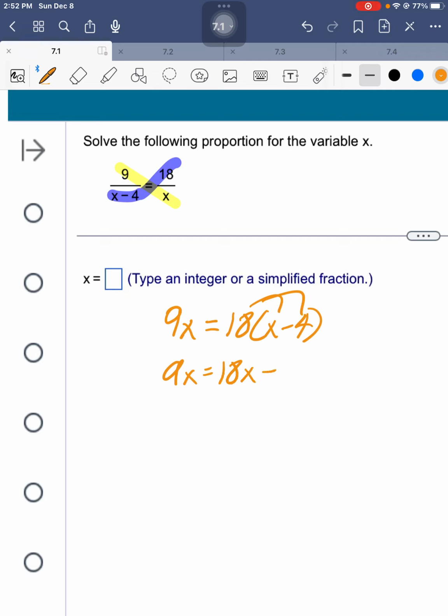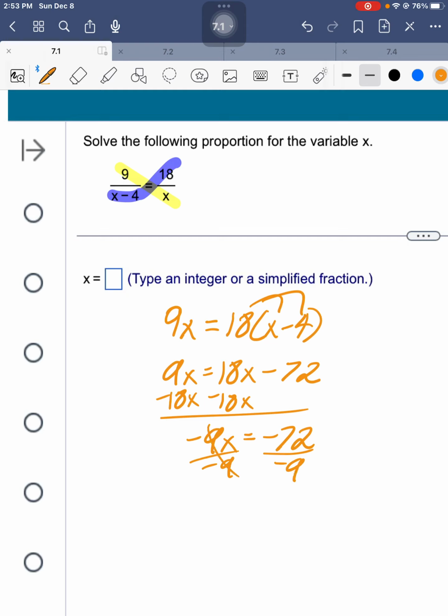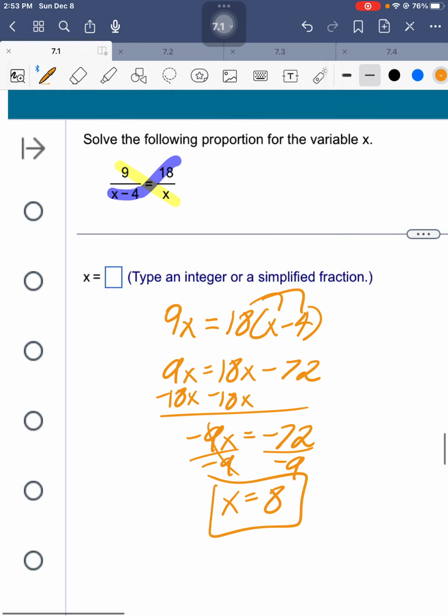So we're gonna distribute. So 9x equals 18x minus, what's 4 times 18? 72. Gonna subtract this 18x over there. Negative 9x equals negative 72. Divide by negative 9, divide by negative 9. My x is going to be 8. That's it. Okay?